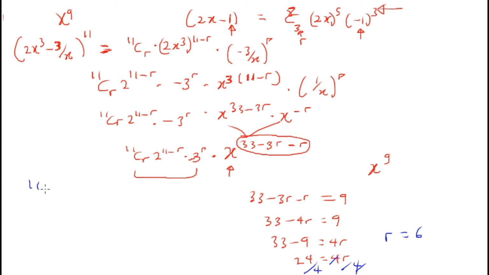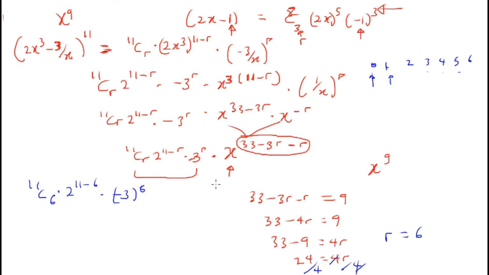So I'll have 11 combination 6, times 2 raised to power 11 minus 6, times minus 3 raised to power 6. The point where r is equal to 6 is the 7th term, because r actually starts from 0. r will start from 0, 1, 2, 3, 4, 5, 6. So r equal to 0 is the first term, then second term, third term, fourth term, fifth term, sixth term, and the 7th term.